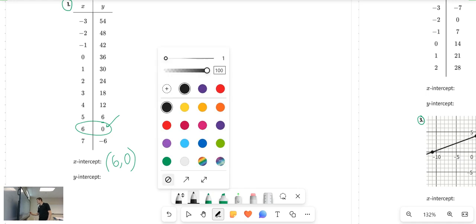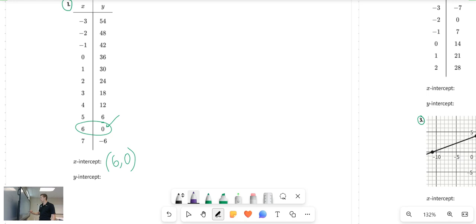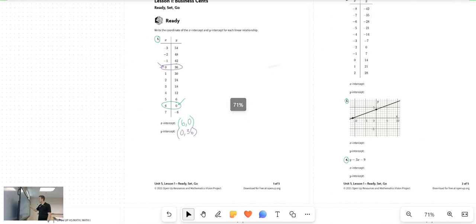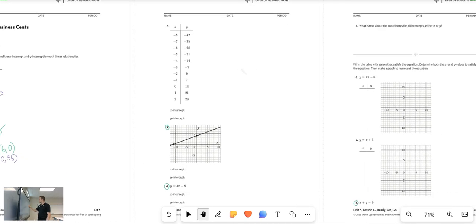And now we'll move on, and let's use purple because I like switching between green and purple. Here we go. Now we're looking for the y-intercept. That's where x equals 0. So that happens to be up here because this x value is 0. So the y-intercept is 0, comma 36. And that is the first question done. Let's move on to page number 2.